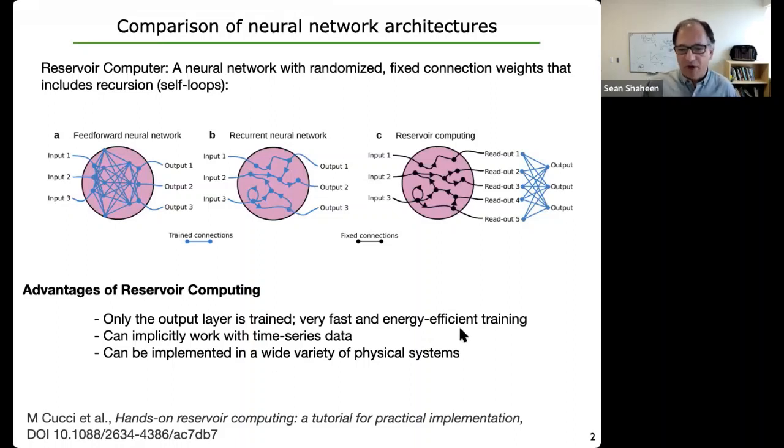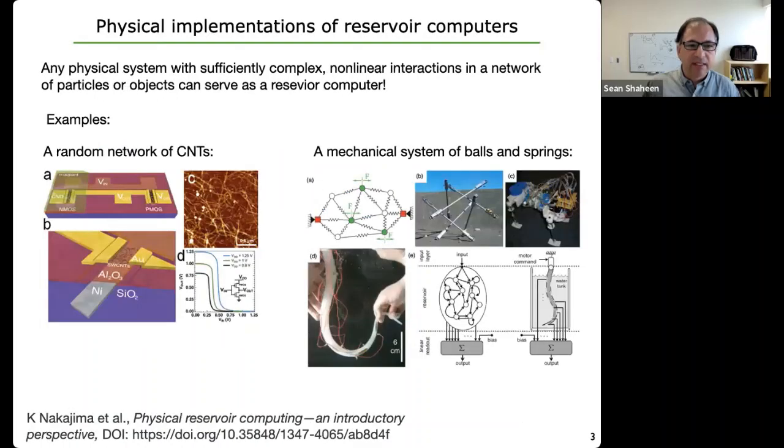Examples include balls and springs in a large mass of a mechanical system that could be a reservoir. In fact, here that is. So, example implementations: people have made mechanical systems with balls and springs. And as long as you have nonlinearity built into the network connections, then you have something that is a reservoir. A little more device-type implementation would be a network of carbon nanotubes.